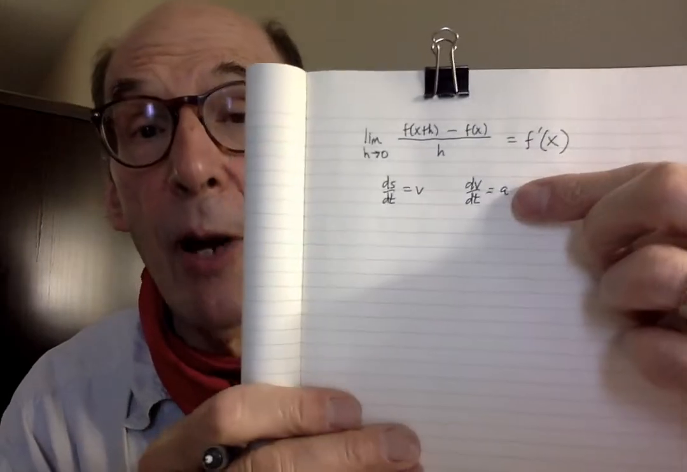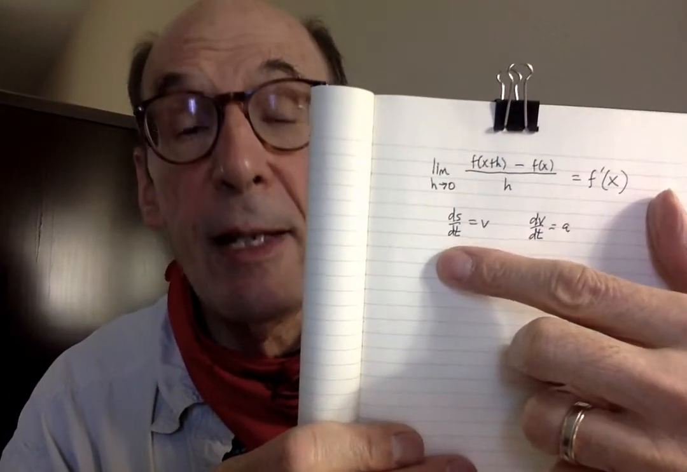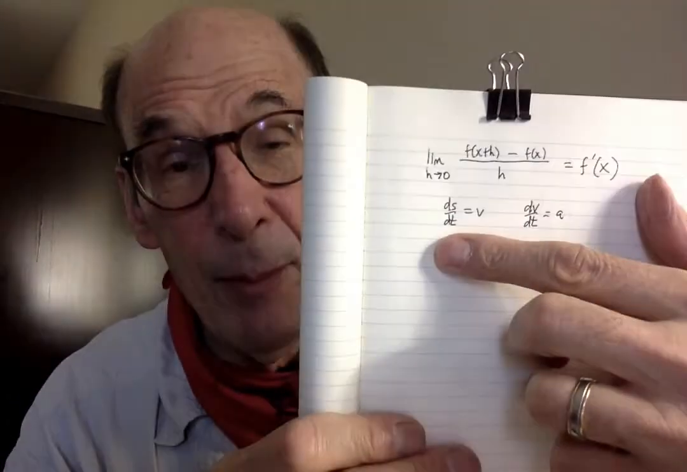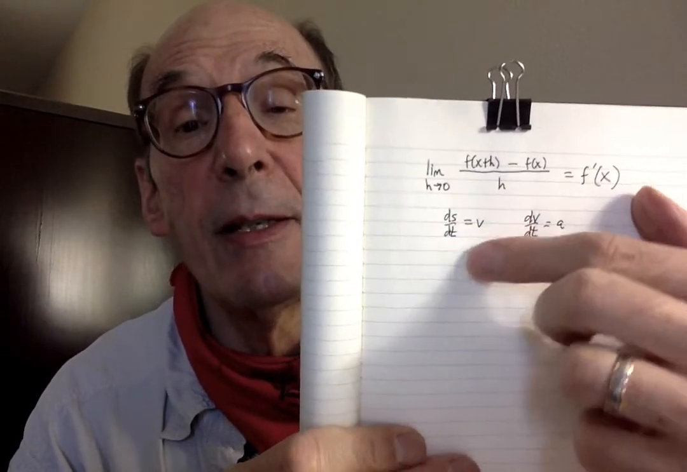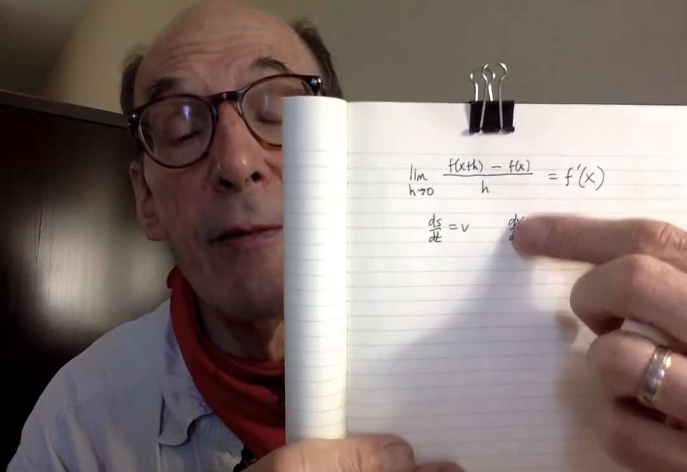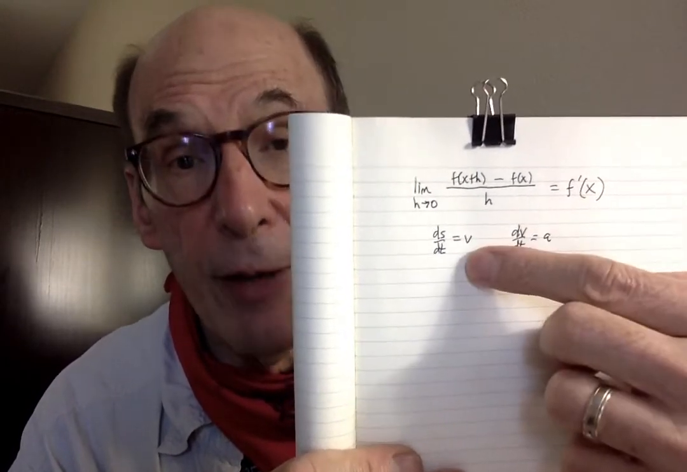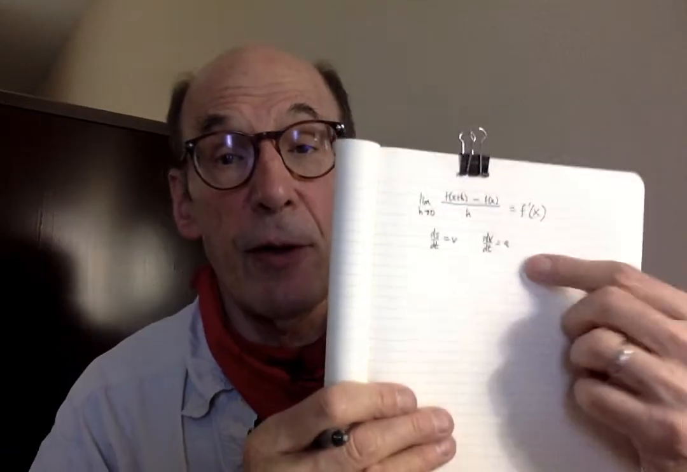Okay, so let me just write that down: the derivative of position is velocity, and the derivative of velocity is acceleration. And now I'm using the other common notation for derivatives. t is the variable, usually time. We should define that more carefully. s is position, so ds by dt is velocity, and dv by dt is acceleration. Velocity is a function, acceleration is a function.